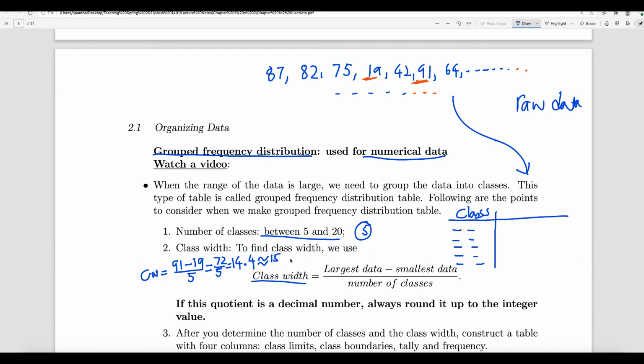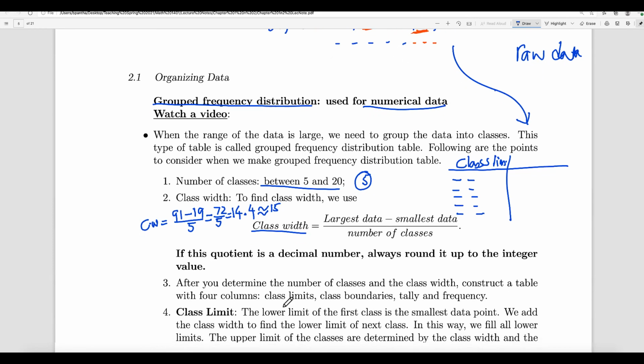Now, so how do I make the classes then? So let's make the class. This is class limit. First of all, we make the class limit, and then we will make the class boundary after that. Okay. So we choose 5 classes, and we know what should be the class width. The class width is 15. Always round it up. It does not matter what decimal you get, round it up to the nearest integer.